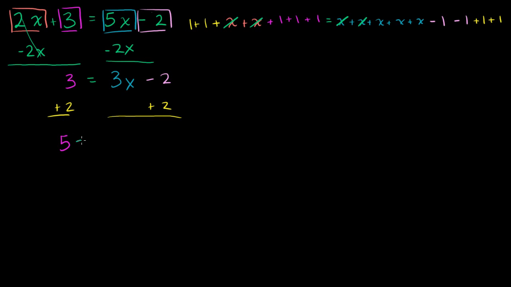And that is going to be equal to 3x minus 2 plus 2. These guys cancel out, and you're just left with 3x. And we see it over here.